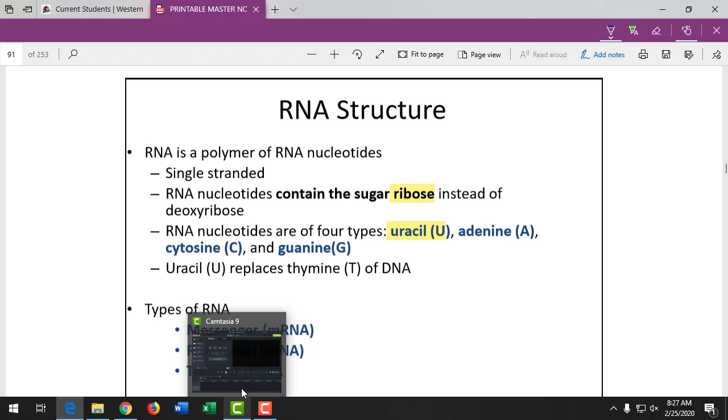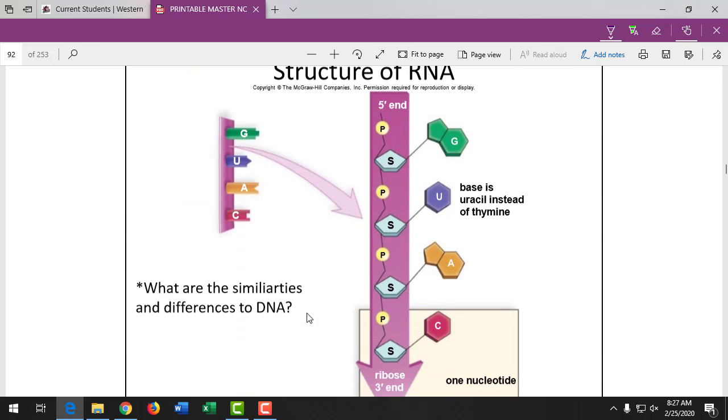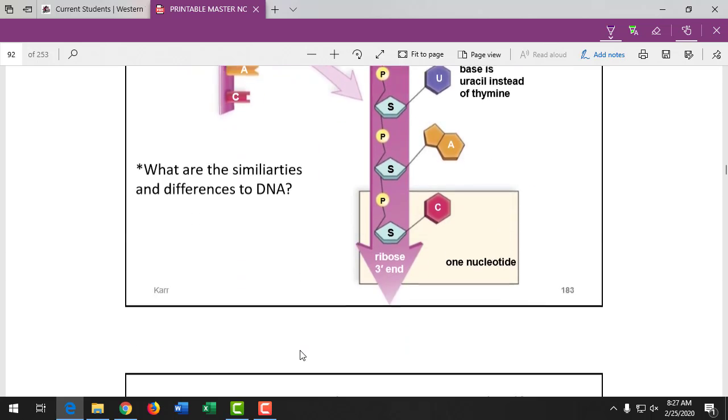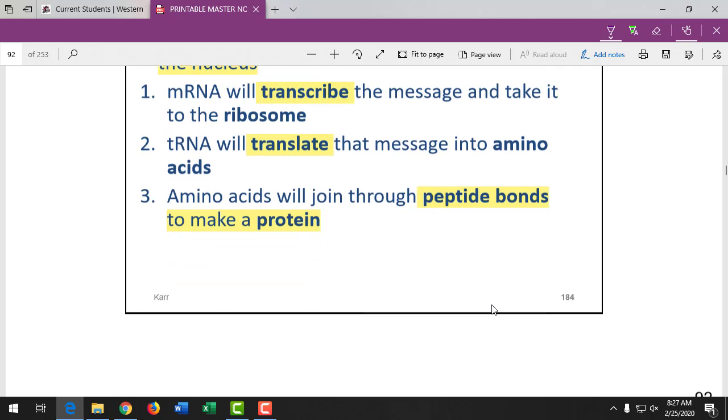There's 3 types of RNA. Messenger RNA, again, where is that formed? In the nucleus. And ribosomal RNA is out at the ribosome. And transfer RNA is hooked up to an amino acid out in the cytoplasm. All right, so transcribing, again, is going from DNA to messenger RNA, and translating is going from messenger RNA to tRNA to amino acids.